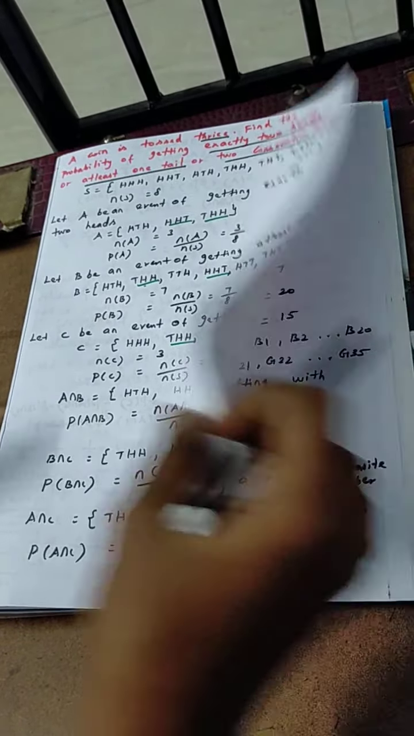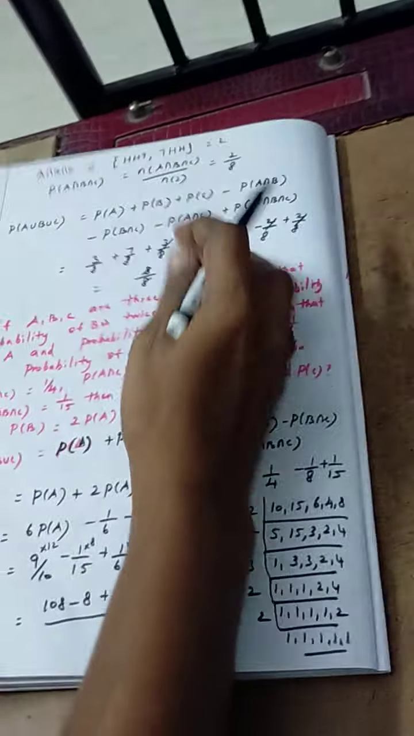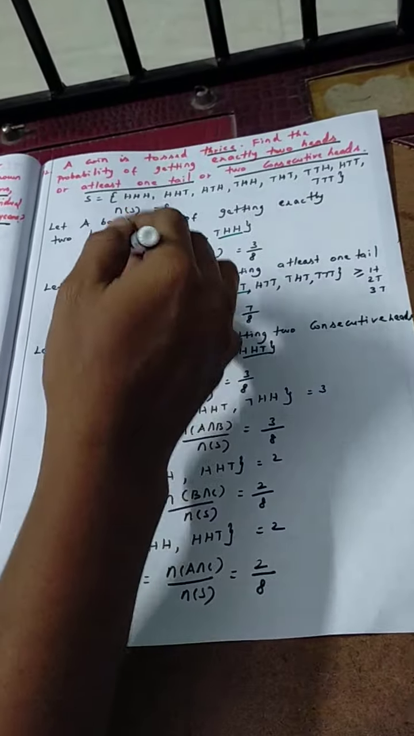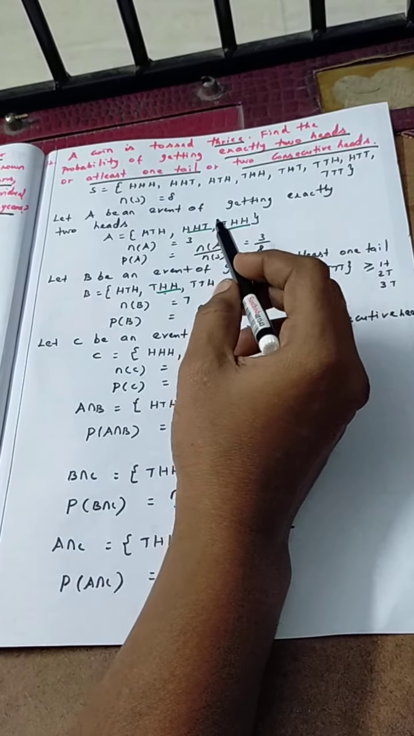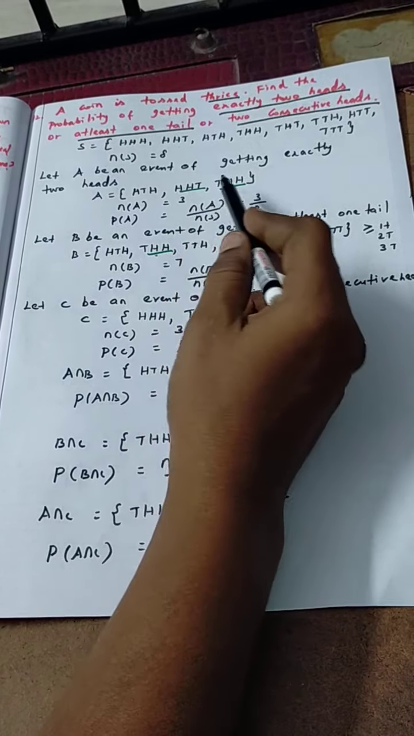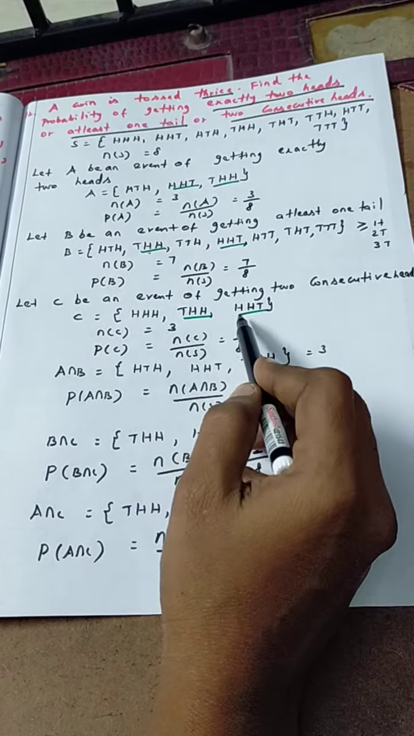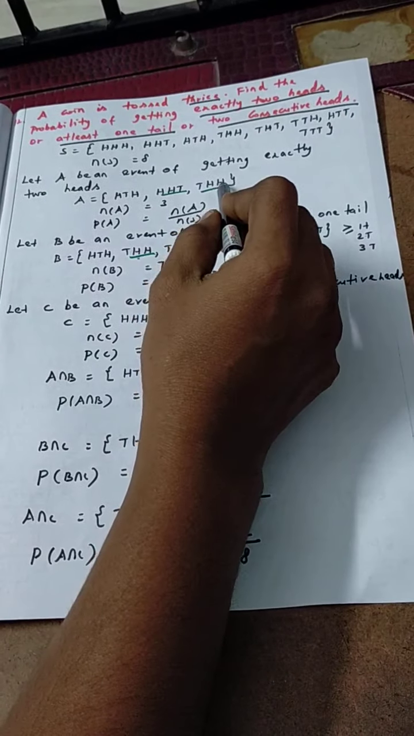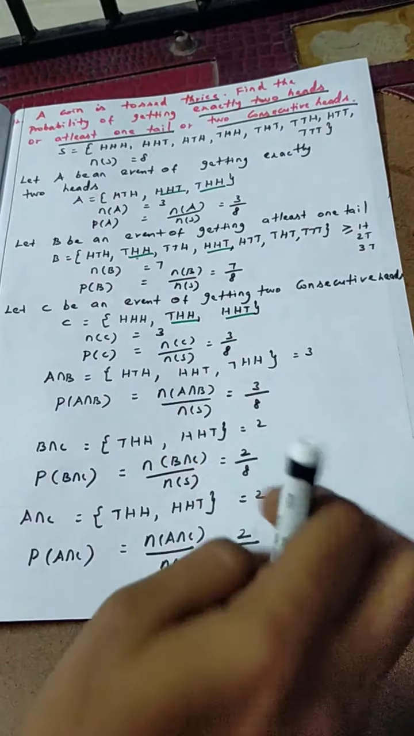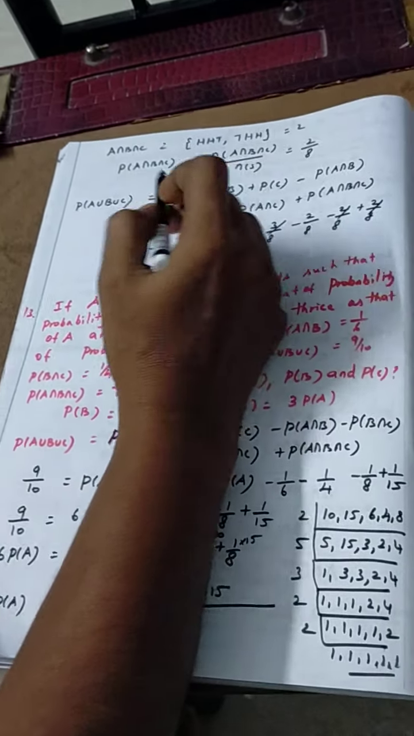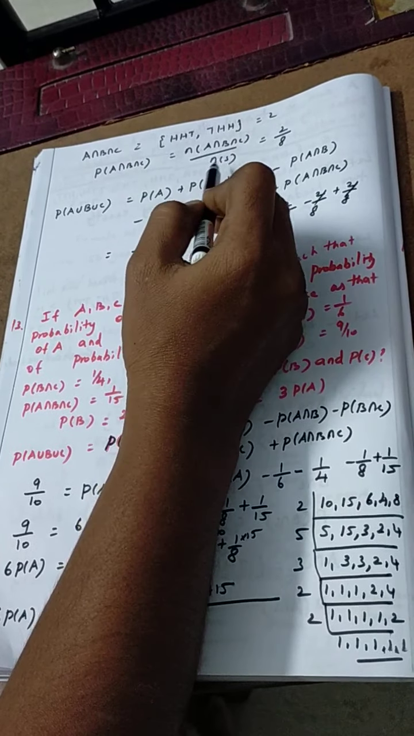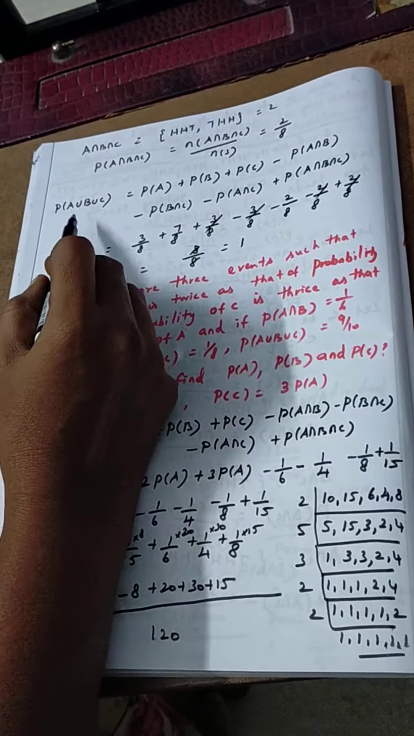The next one: A intersection B intersection C means the options common to A, B and C. Head, head, tail is common, and tail, head, head is also common. Only 2 options, so 2 possibilities are common. So P of A intersection B intersection C equal to n of A intersection B intersection C by n of S, 2 by 8.